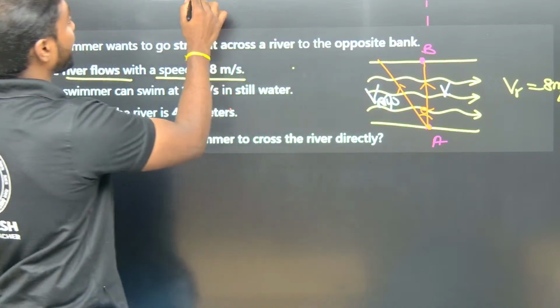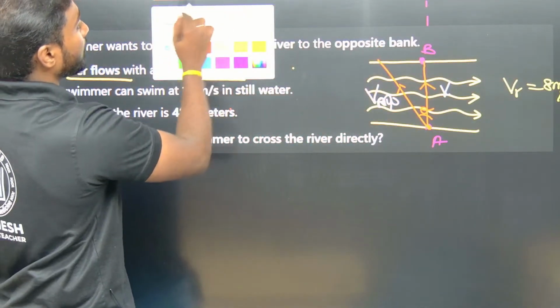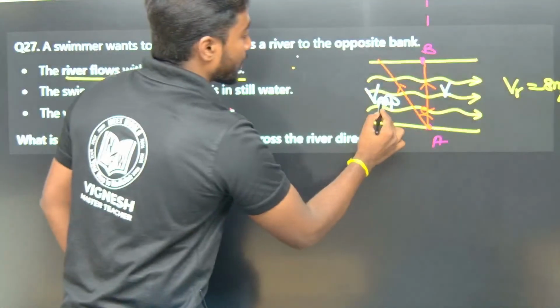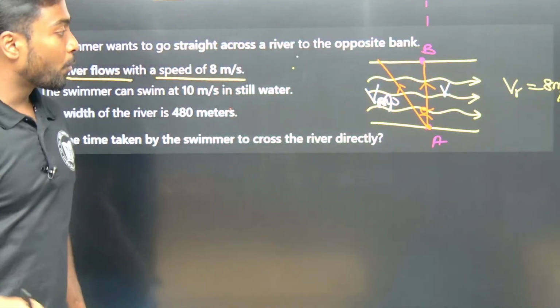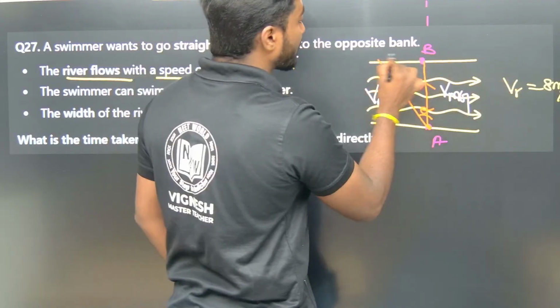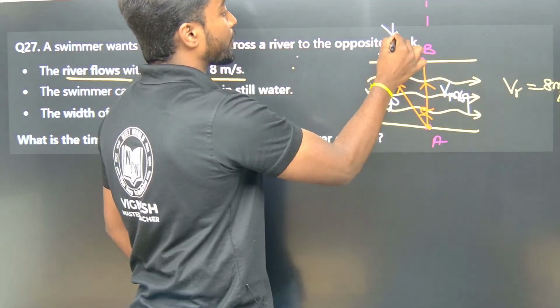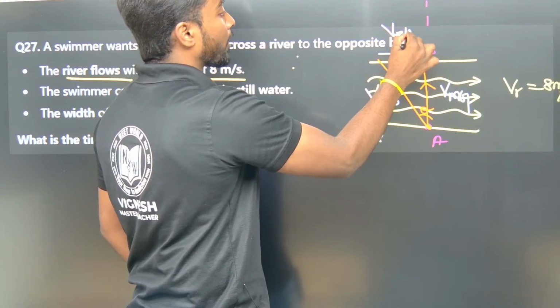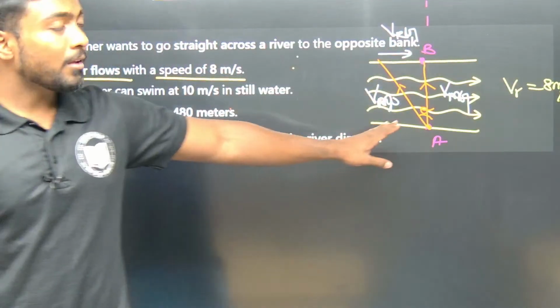This is the velocity of the man with respect to water, this is the velocity of the man with respect to ground, and this is the velocity of the river. This is the direction. So this is the velocity of the river with respect to ground. That's it. So this is the diagram.